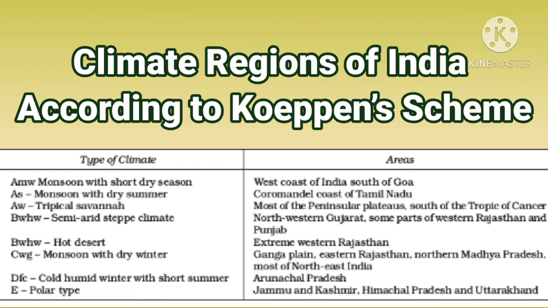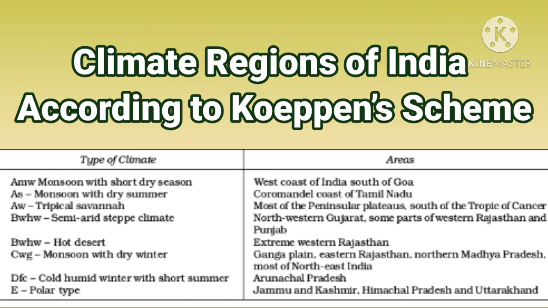western Rajasthan. The third one is CWG, where the CWG refers to monsoon with dry winter. The areas included are Ganga Plain, eastern Rajasthan, northern Madhya Pradesh, and most of northeastern India.